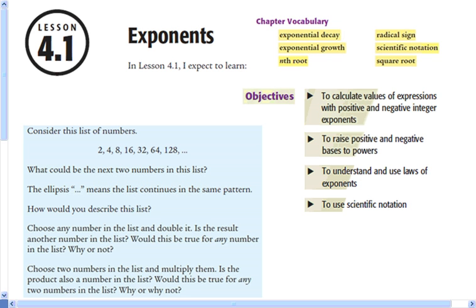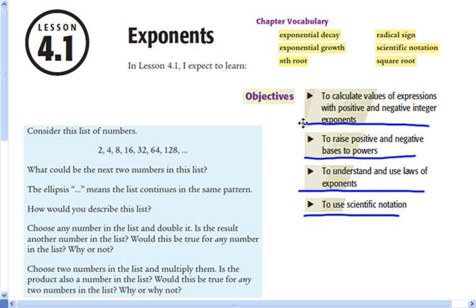Here's our objectives. We're going to learn how to calculate values of expressions with positive and negative integer exponents, to raise positive and negative bases to powers, to understand and use laws of exponents, and to use scientific notation. Those will be our 4 lessons. Today we're going to try to understand a little bit more what exponents are.